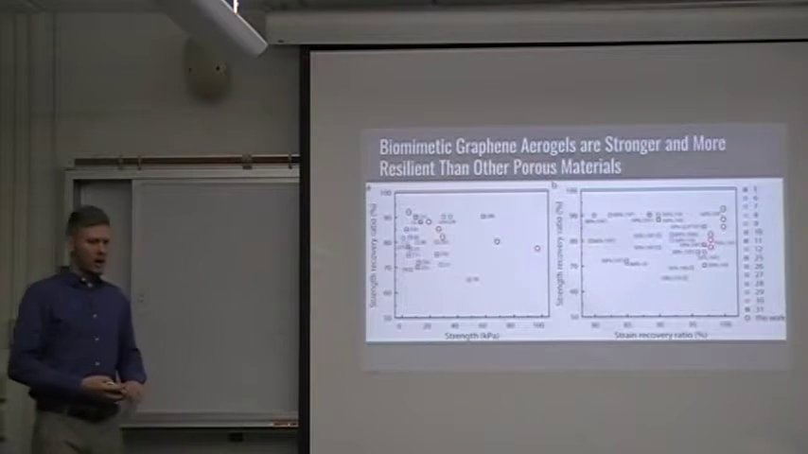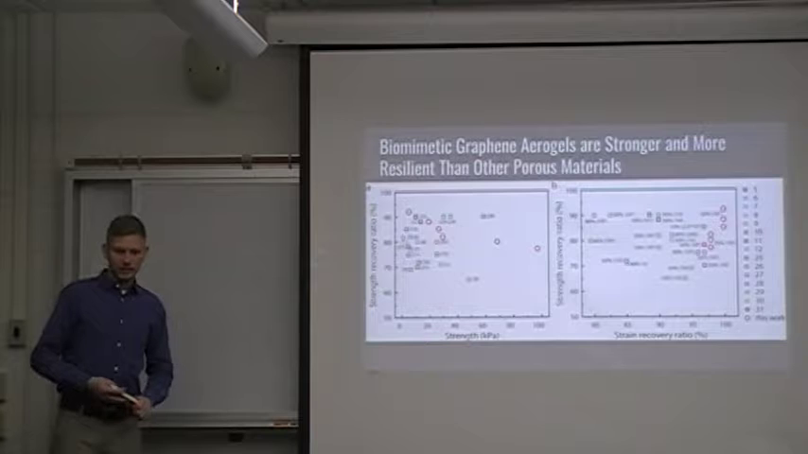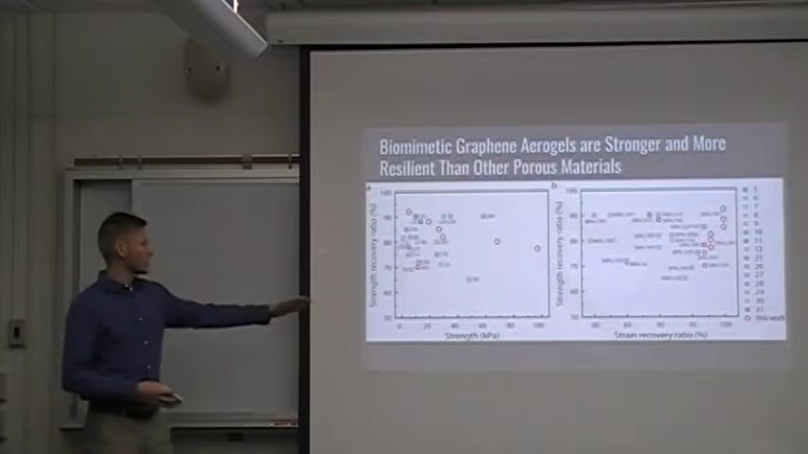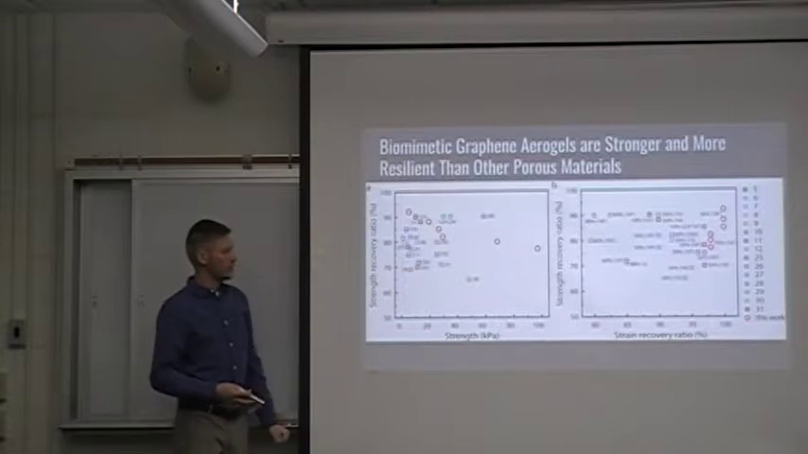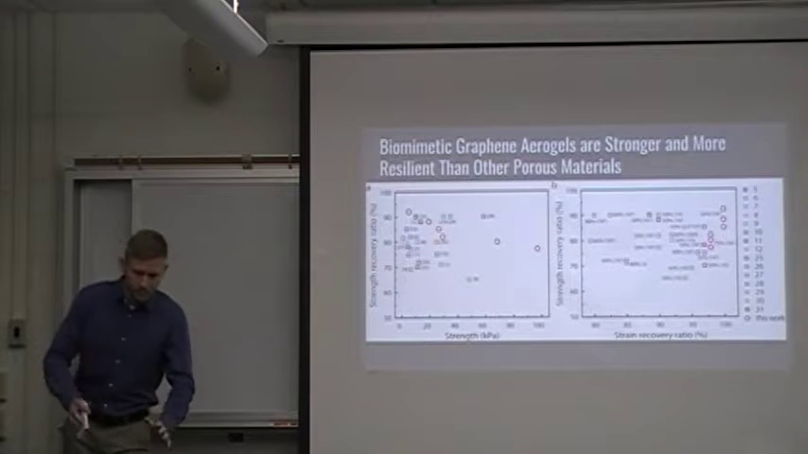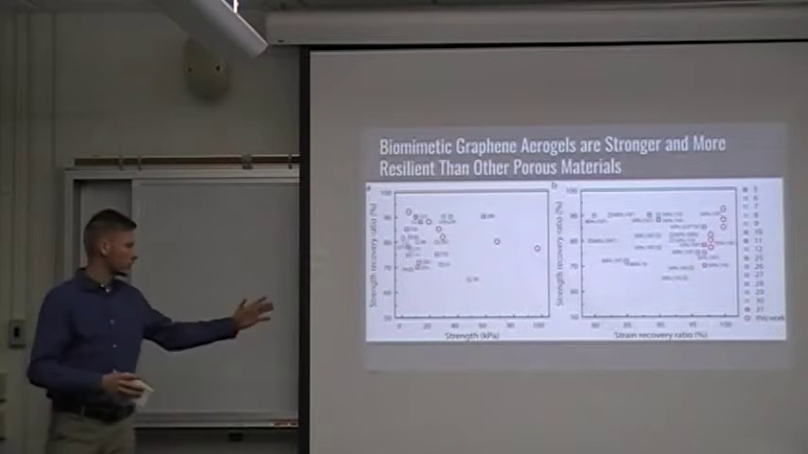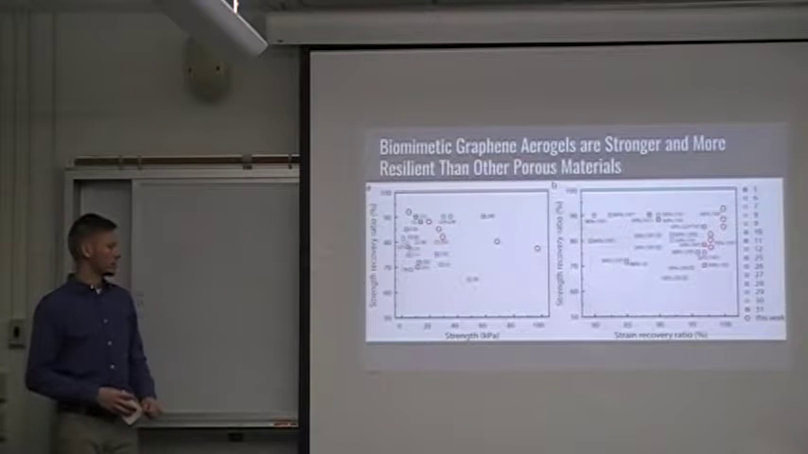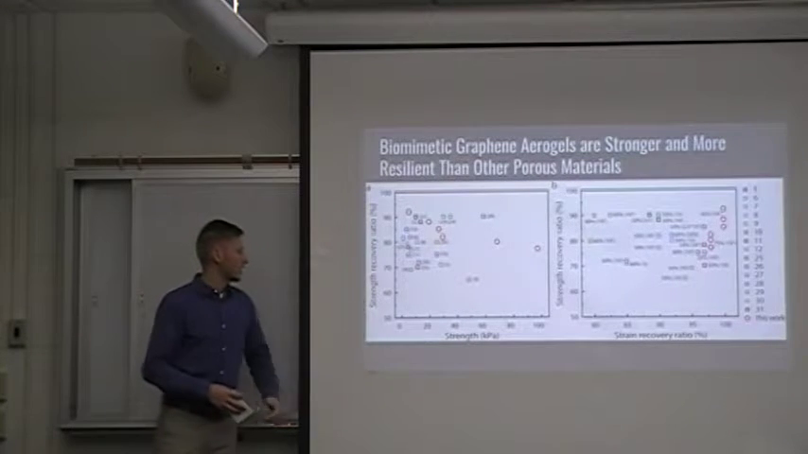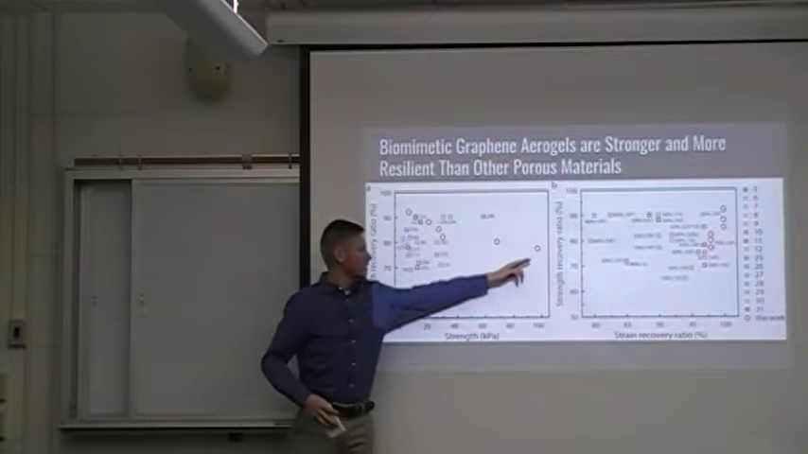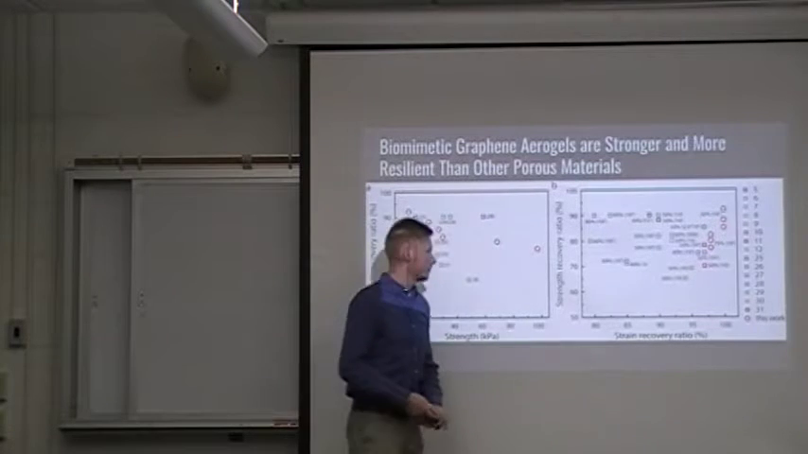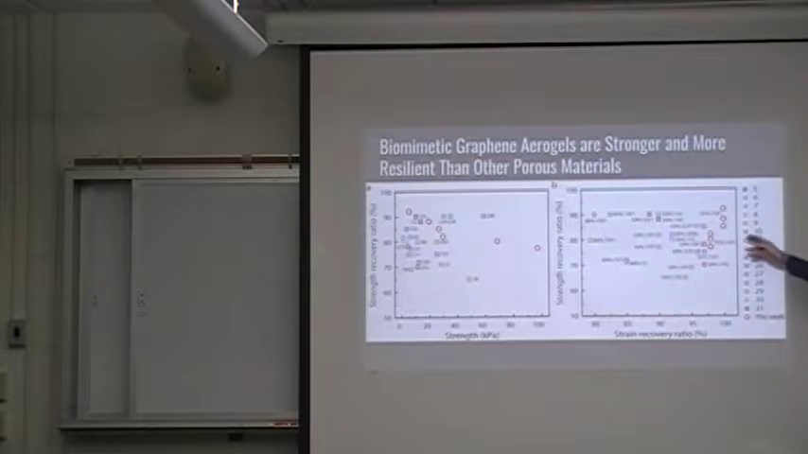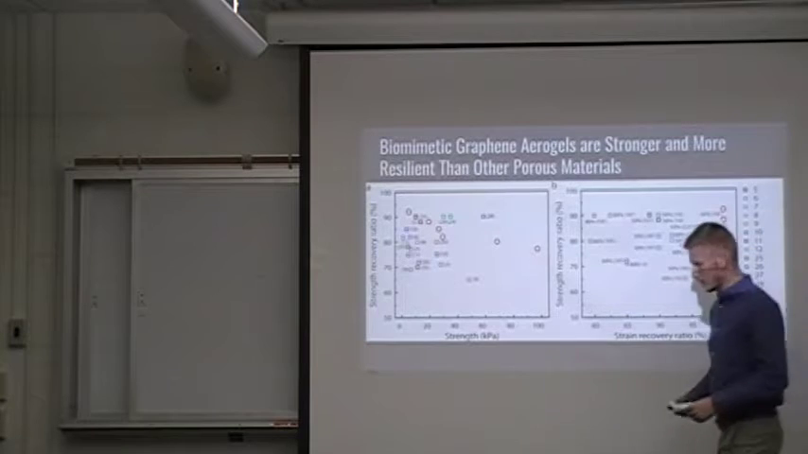And essentially, biomimetic graphene is better than others. Indicated by the squares are various other porous materials, not specifically aerogels, but also inclusive of aerogels, and their strength and strength recovery ratio. Notice how this biomimetic graphene aerogel is exceptional in comparison to them, as well as here with their strength recovery ratio and strain recovery ratio. So they are stronger.